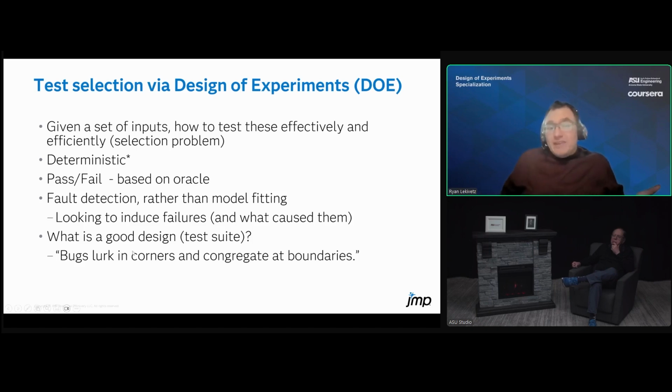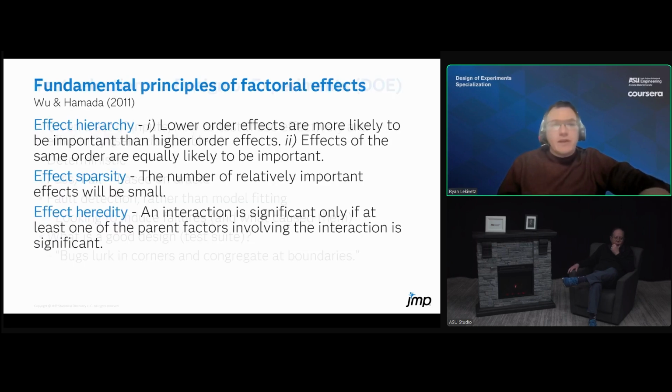And so what really makes a good design though? We have different criteria when we think about this from our typical design of experiments. But here, when we're talking about testing, we can return to that idea that bugs lurk in corners and congregate at boundaries. That's what we're going to be looking for when it comes to finding a good design.